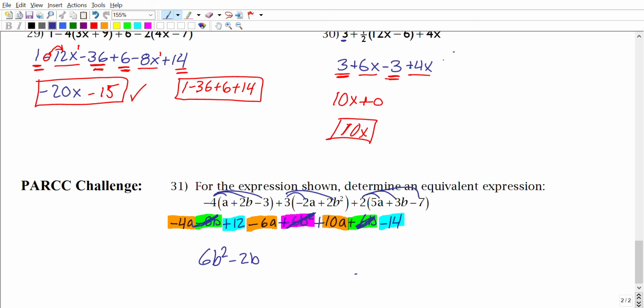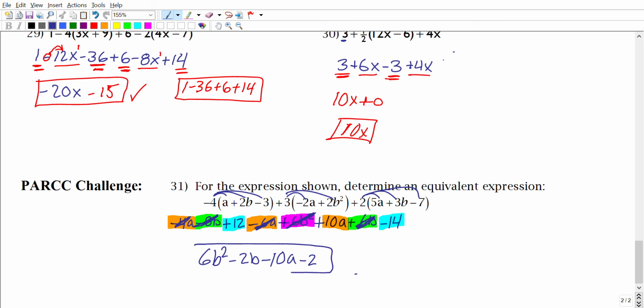All right. Besides my constant terms, I have these a terms, so that's going to be the next thing I combine. So what's negative 4a minus 6a is a negative 10a. And finally, we have the 12 minus 14, so that's a minus 2.